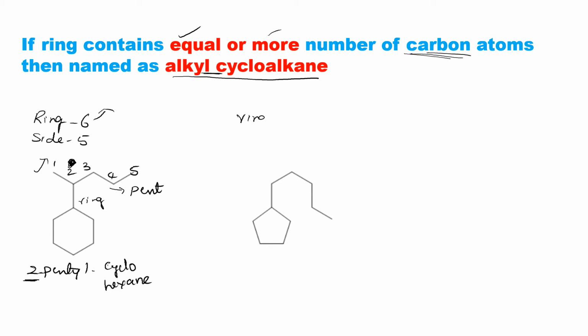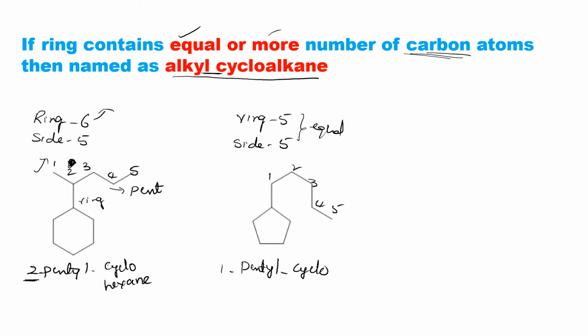The ring is a 5-membered ring, whereas the side chain, 1, 2, 3, 4, 5, contains 5 carbons. So both are equal here. In this case also we have to follow alkyl cycloalkane. But here what is our alkyl group? 5-membered, pentyl. To this pentyl, at which carbon was it attached? First position. Hence here we have to give a prefix 1-pentyl cyclo.